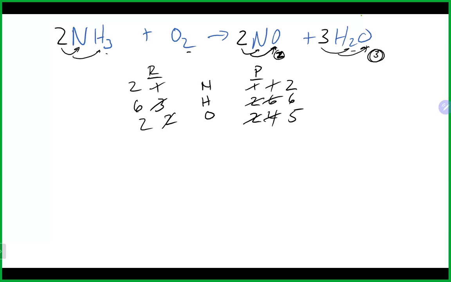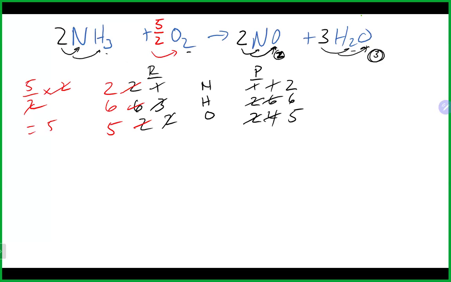We could actually use a fraction, say something like 5/2, right? And if I do that, that will give me 2 nitrogens. That will give me 6 hydrogens. And when I take 5 halves times 2, the 2's cancel and that gives me 5 oxygens.